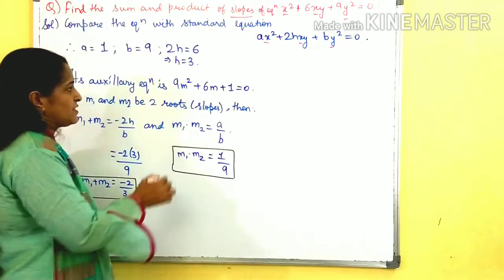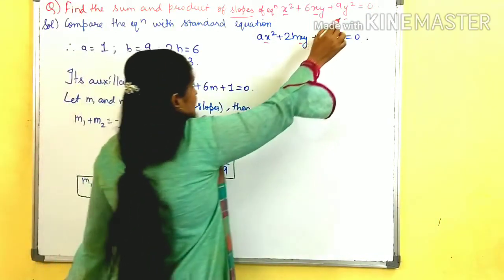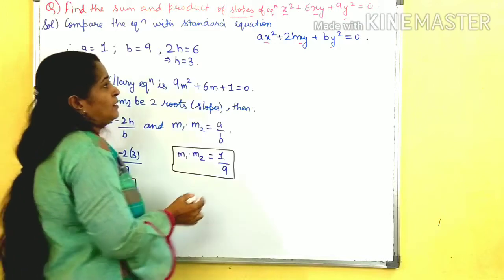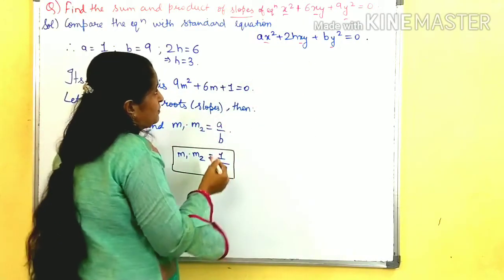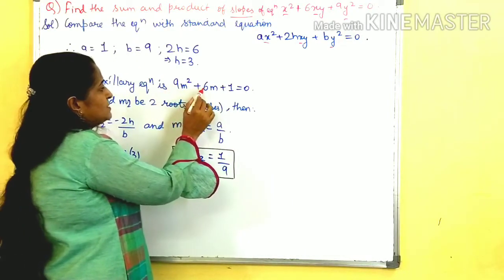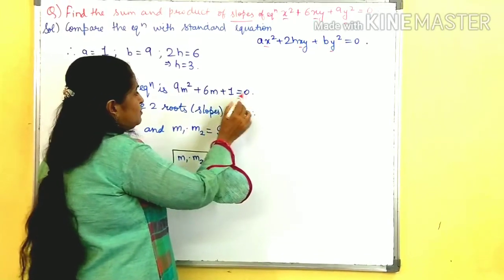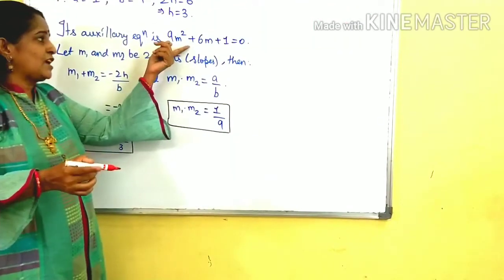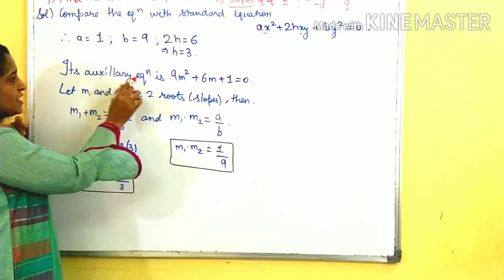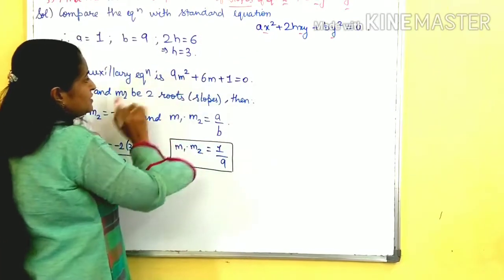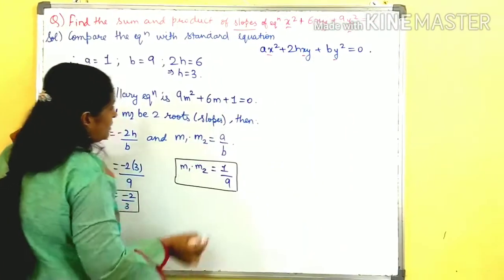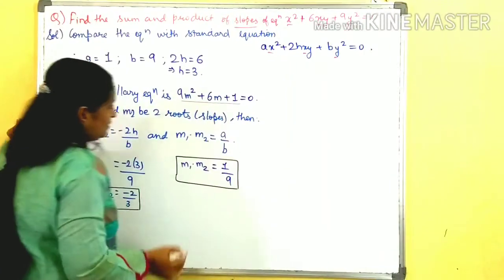How to find auxiliary equation? First of all, bm square plus twice hm plus a is equal to 0. Means 9m square plus 6m plus 1 is equal to 0. This type of example we covered in first topic. So you get the auxiliary equation from the given standard equation, which is 9m square plus 6m plus 1 is equal to 0. This is quadratic type equation.